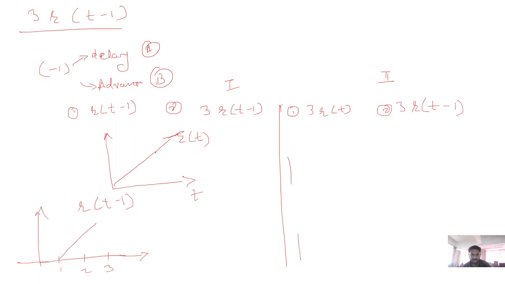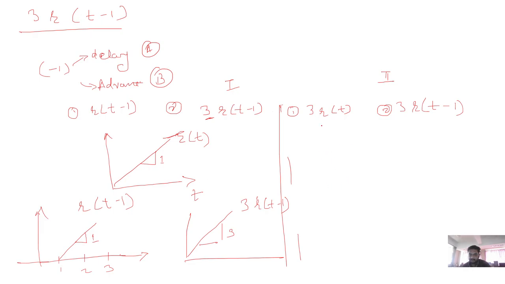Okay. Understand this. It has slope of 1, and this also has the slope of 1. Okay. Now what I'll do is that I will increase the slope of this, and therefore it will become something like this, and its slope is going to be 3, and this is 3 r of t minus 1. Am I clear?